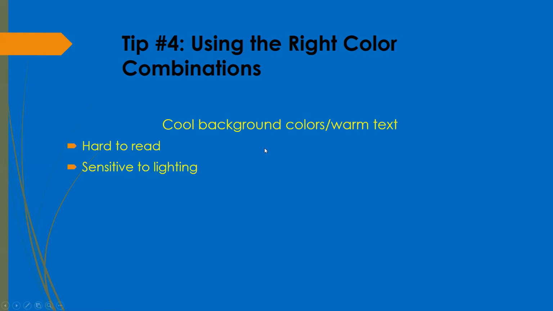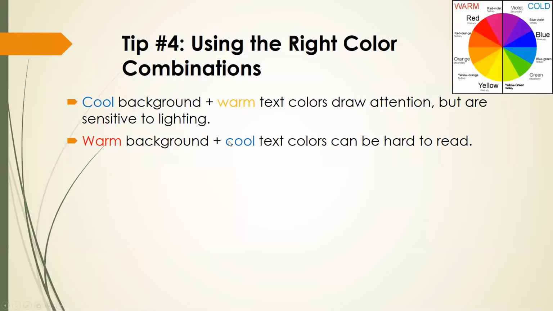However, if you're sitting in a brightly lit room, the light is actually going to drown out the warm text and people are going to have a really hard time reading it. So if you're in a classroom where all the lights are on, or someone's watching this on their computer with all their lights on, it's going to be very hard to detect this background color. And so cool background with warm text doesn't work all the time.